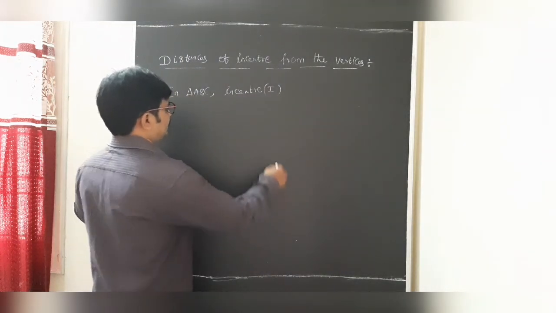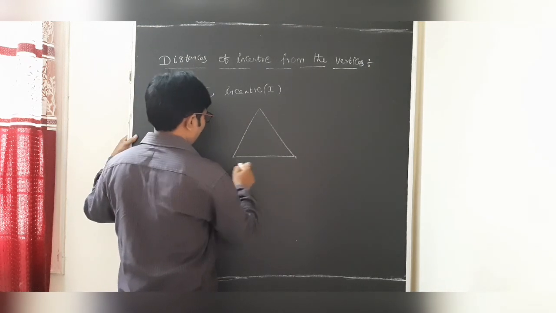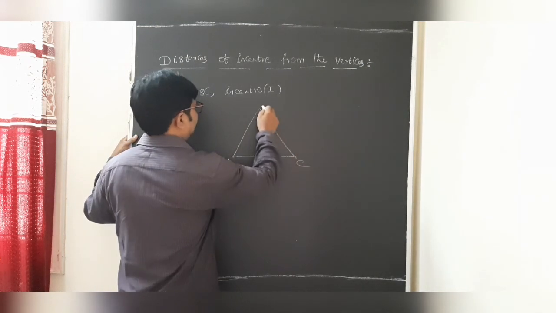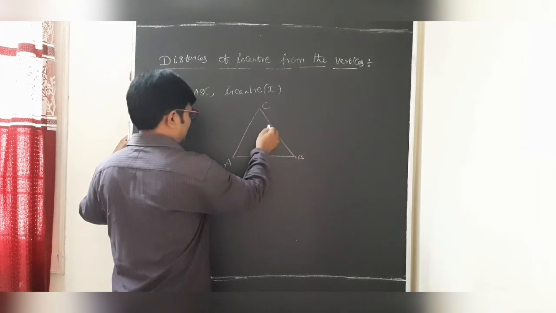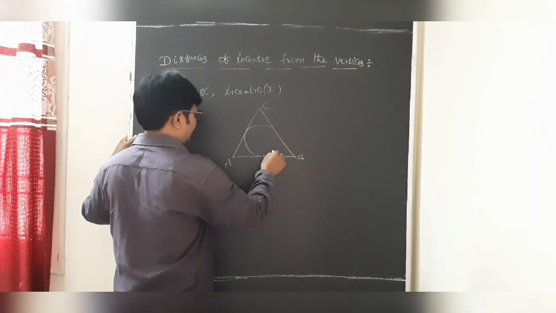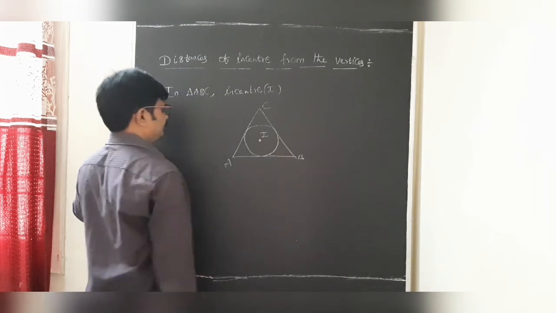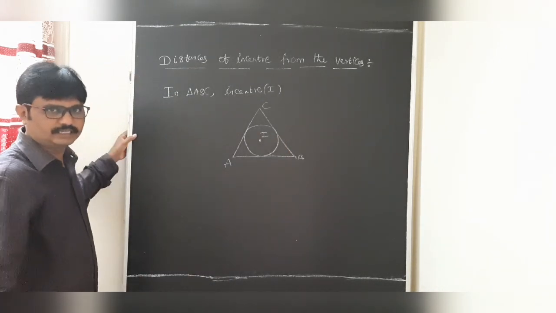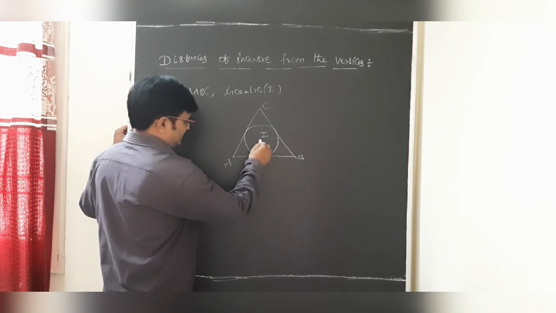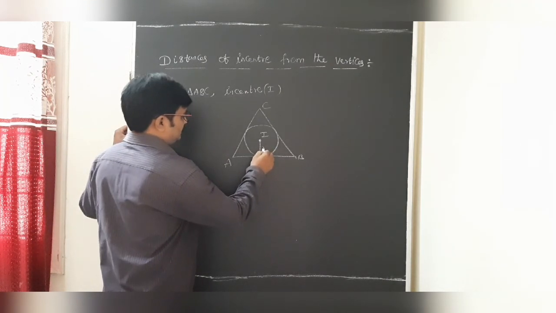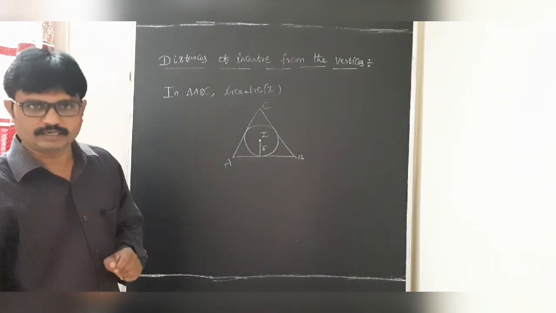So my dear students, here ABC is a triangle. So this is the incircle, and the incenter is I. Students, draw the perpendicular from the incenter to the opposite side. This is nothing but small r.